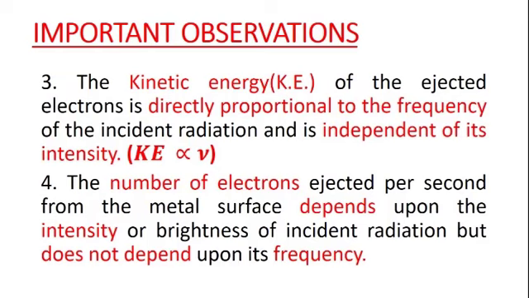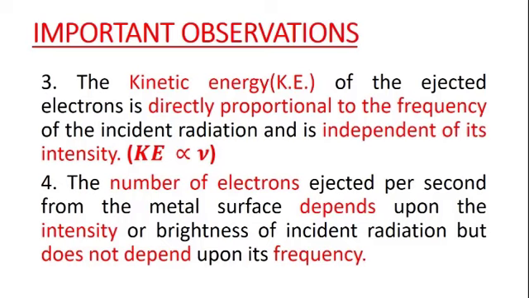Third, the kinetic energy of the ejected electrons is directly proportional to the frequency of the incident radiation and is independent of its intensity. The kinetic energy does not depend on the intensity of light. So, kinetic energy depends on nu, the frequency. Fourth, the number of electrons ejected per second from the metal surface depends upon the intensity or brightness of the light, but does not depend on the frequency. Number of electrons depends upon the intensity but not the frequency.